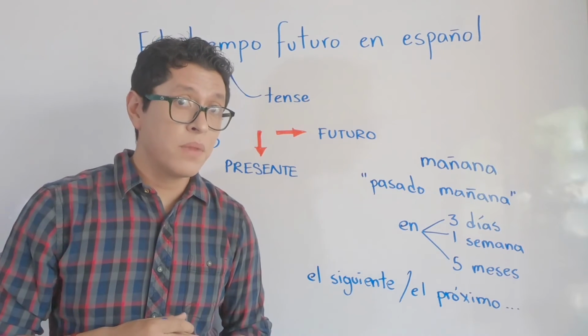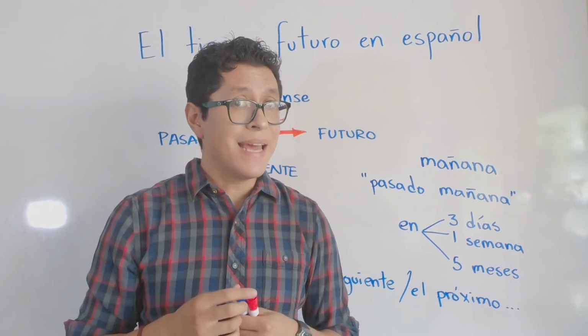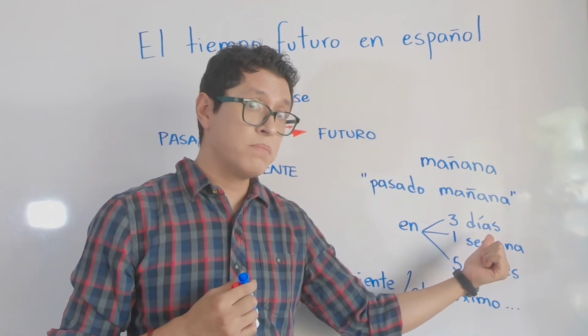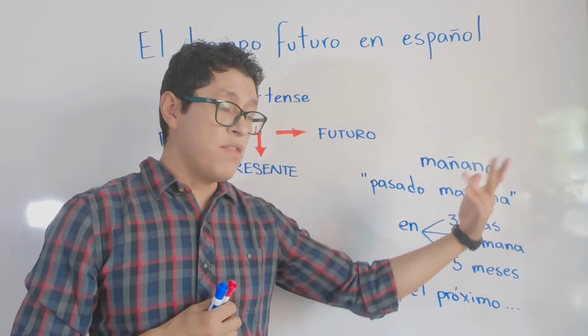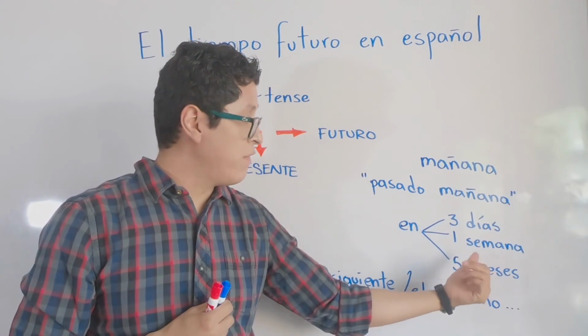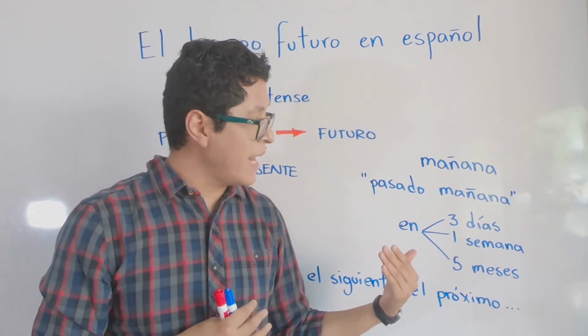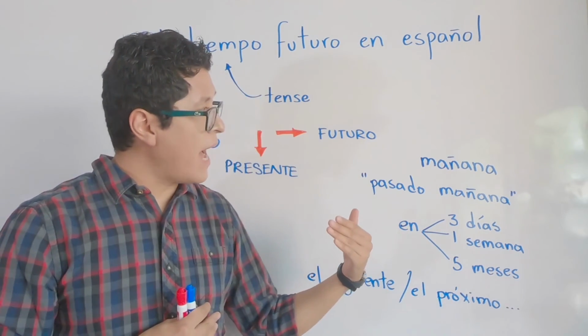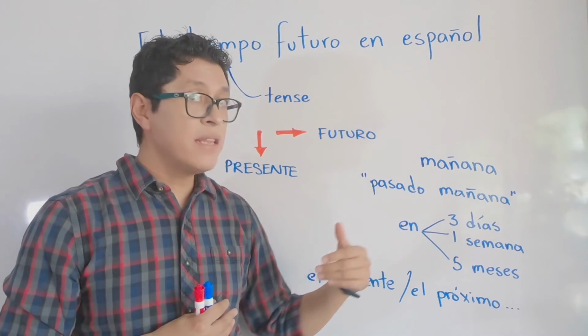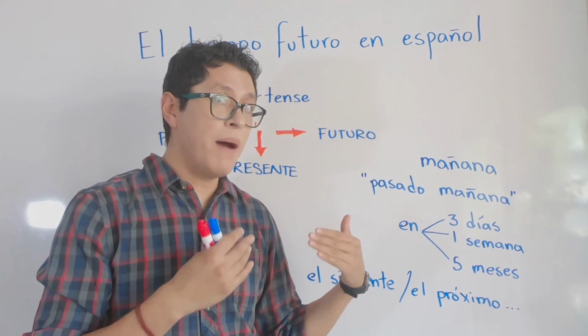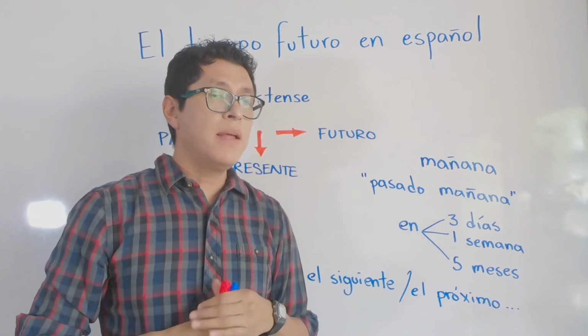Now what about you? ¿Qué vas a hacer en 3 días? What are you going to do in 3 days? What will you do the following week? What are you going to do in 5 months? ¿Qué vas a hacer en 5 meses? ¿Qué vas a hacer mañana, right? What will you do? ¿Qué vas a hacer?